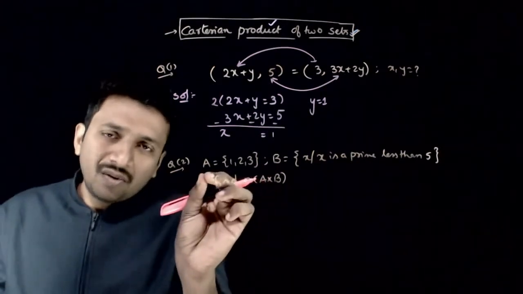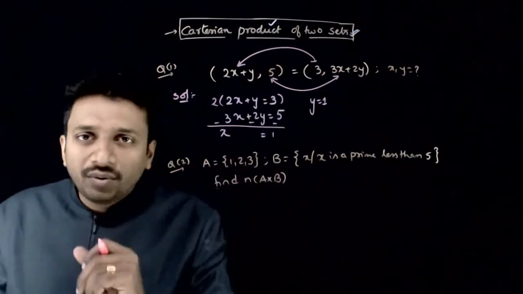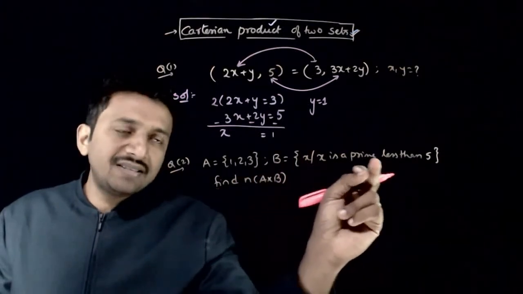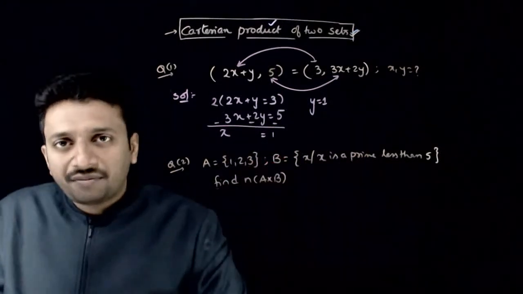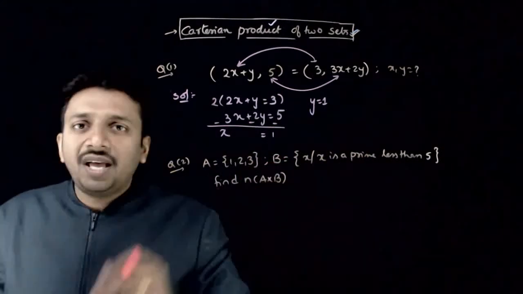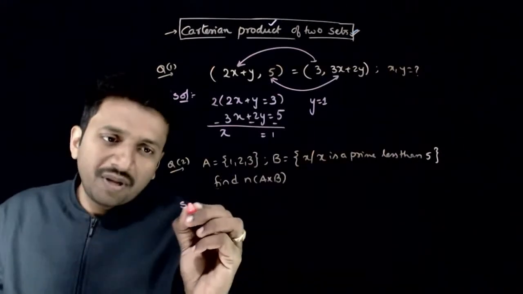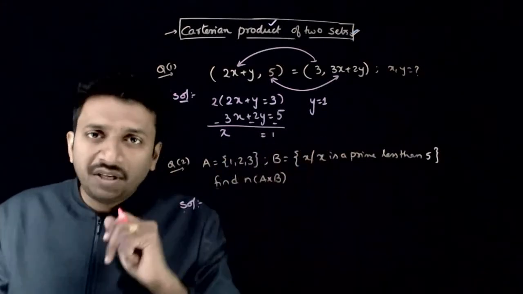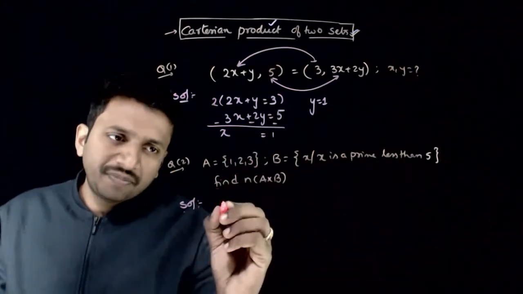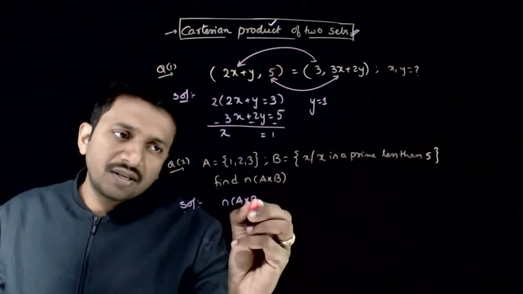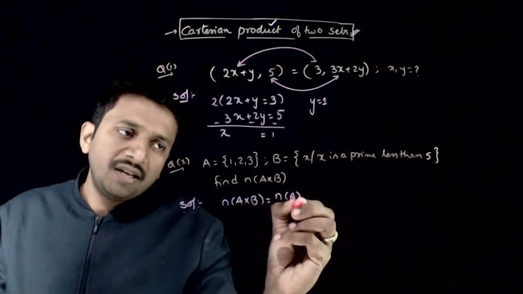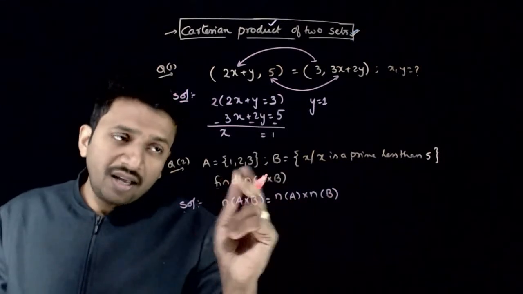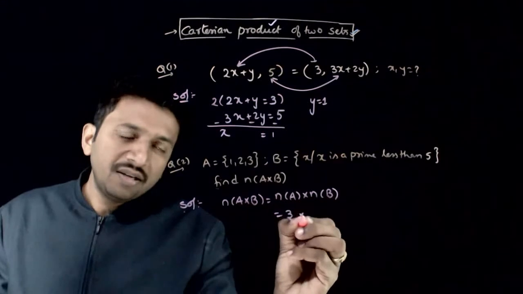Next question is, A is the set {1, 2, 3} and B is given in set builder form, {x such that x is a prime number less than 5}. And you're asked to find n(A × B). So what is the formula that we have? n(A × B) is equal to n(A) into n(B). n(A) is clearly 3.